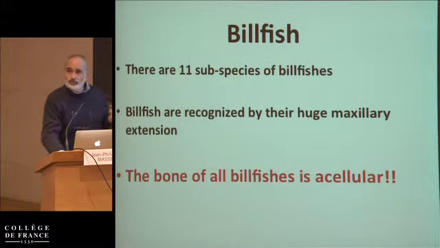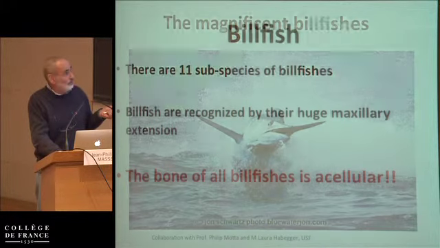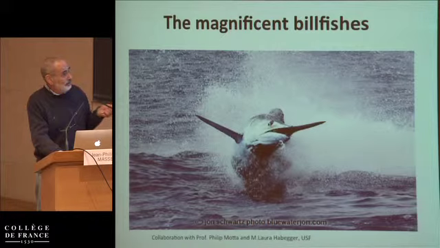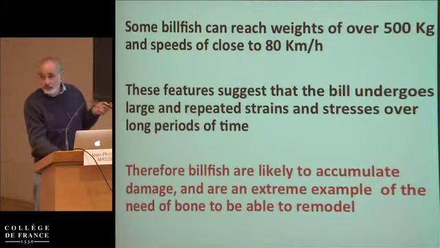So we try to look at a very extreme example for this of billfish. Billfish are those fish I showed in the beginning with the large nose. There are 11 subspecies. We looked at 5 of them. And the nice thing is, of course, that billfish their bone is acellular. This is a billfish in action. It's a huge fish. They can be 500 kilograms in weight. They can go 80 kilometers an hour in the water.